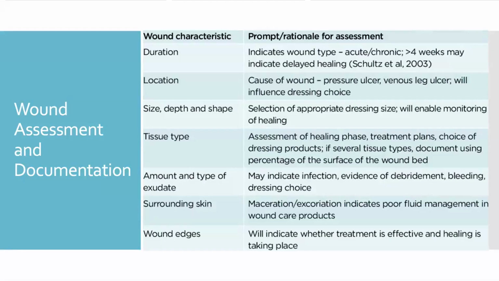What is the location of the wound? The location of the wound can give you a hint as to the etiology, or what is the cause of the wound, whether it be over a bony prominence and you're thinking pressure, or these kind of jagged edged venous leg ulcers, or an arterial ulcer. The location all matters. And then you want to write down the size, the depth, and the shape.